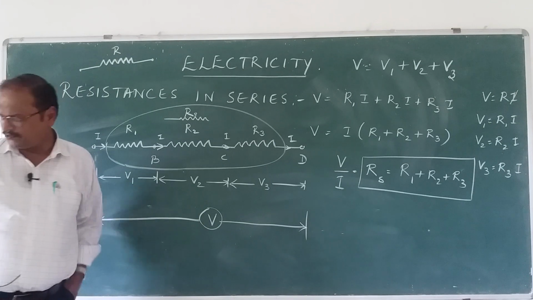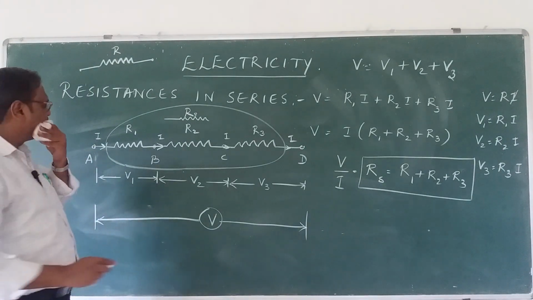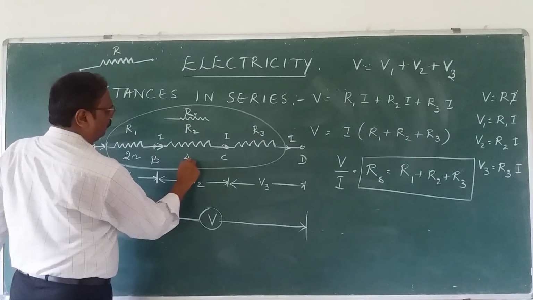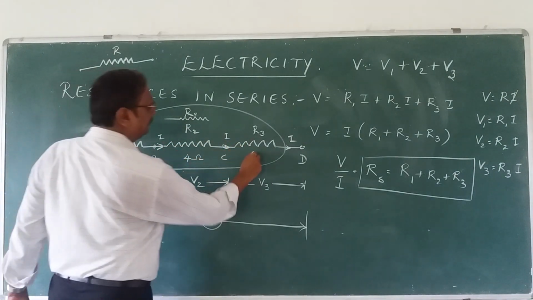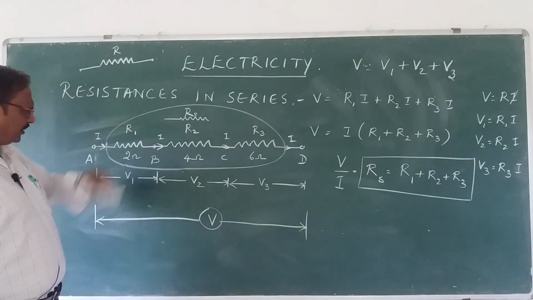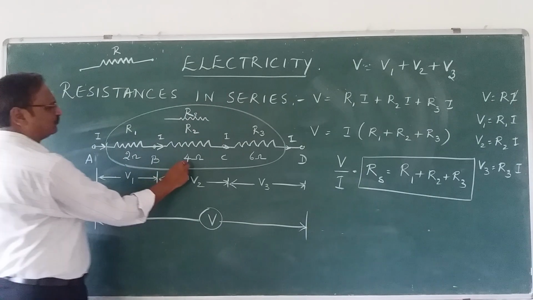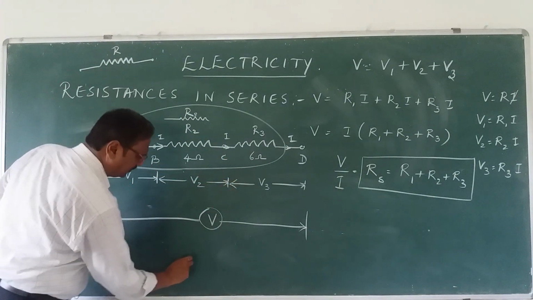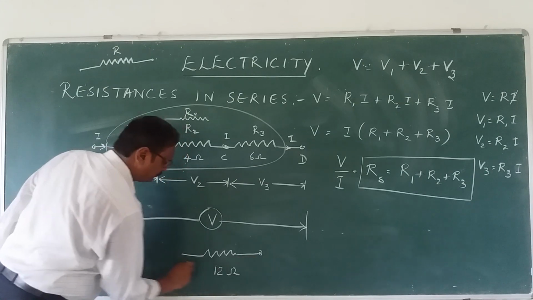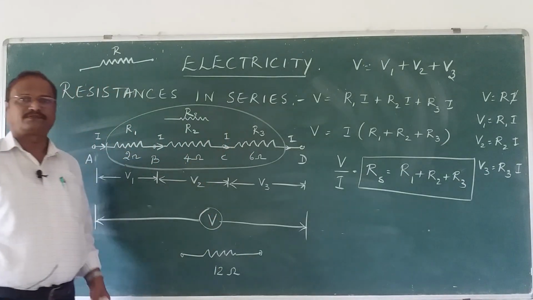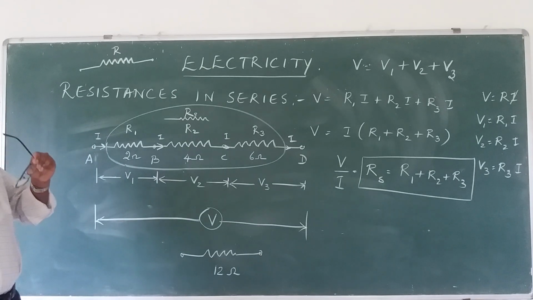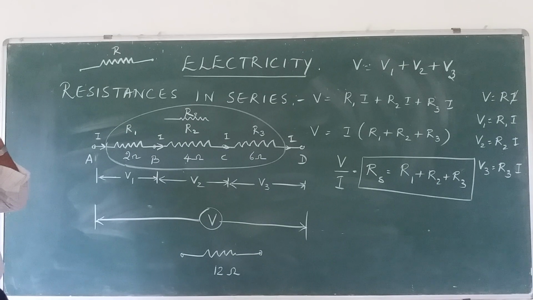We can do a simple problem. Let us take for example, resistance 1 is 2 ohm, resistance 2 is 4 ohm and resistance 3 is 6 ohm. What we need to do is find the equivalent resistance. I put only one resistance in this place. So 2 plus 4, 6, 6 plus 6, 12. So the equivalent resistance will be 12 ohms. So this is very simple, right? Now we will learn about resistors in parallel in the next derivation.